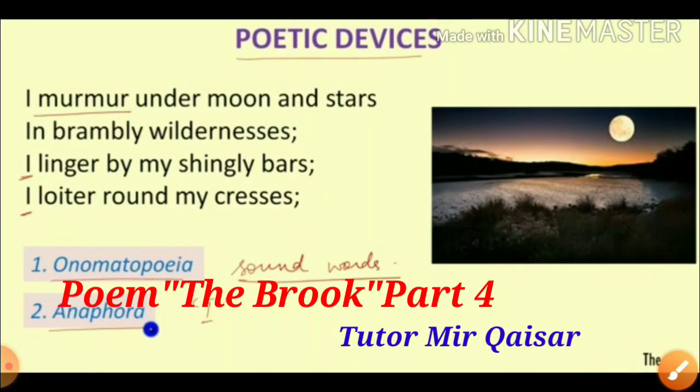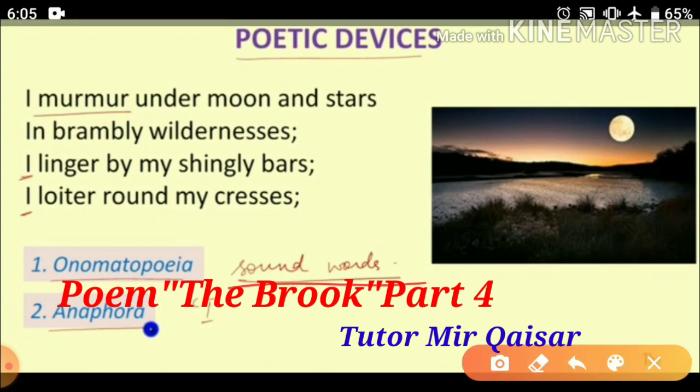Now let's see the poetic devices used in stanza 12. Here the first poetic device used is onomatopoeia. Onomatopoeia is the use of sound words. And here you can see murmur. Murmur is the sound, as murmur itself indicates the sound. This is the use of a sound word in this stanza.